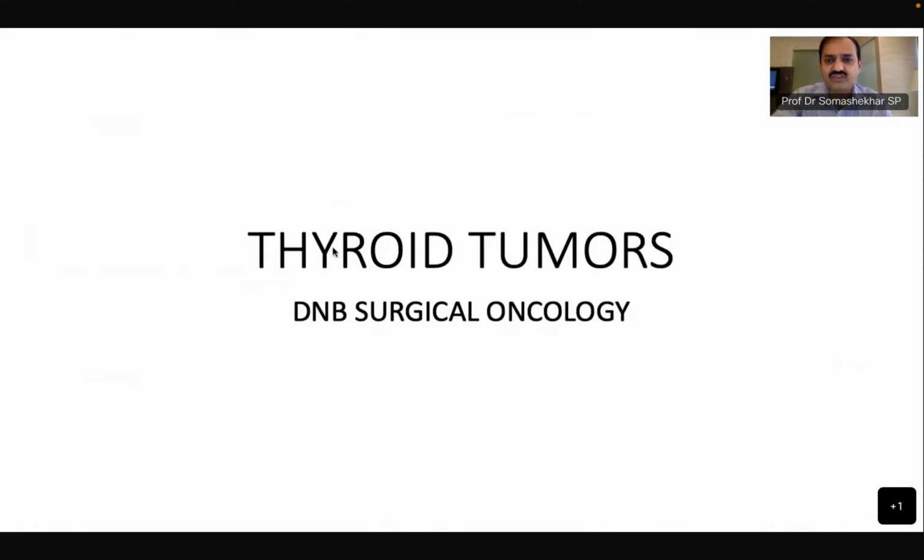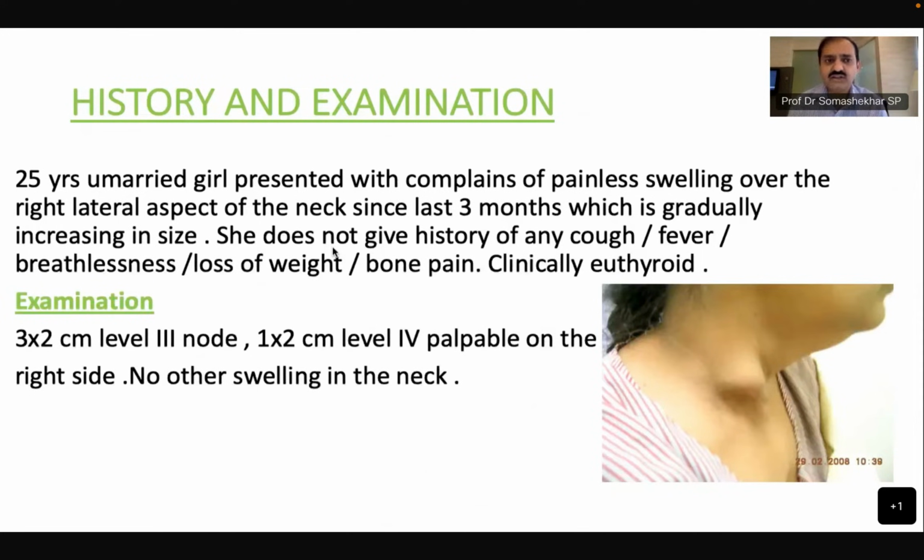Next case capsule I have put is thyroid. It's very common, you know that. The history is a 25-year-old unmarried young lady who presented with painless swelling in the right lateral aspect of the neck since the last 3 months, gradually increasing in size. She does not give history of any cough, fever, breathlessness, loss of weight, or bone pain. Clinically, she is euthyroid. On examination, a 3 by 2 centimeter level 3 node and a 1 by 2 centimeter level 4 node are palpable, no other swelling, and look at this particular node.